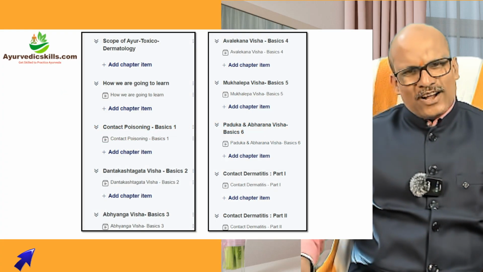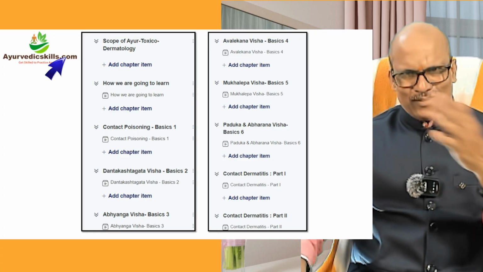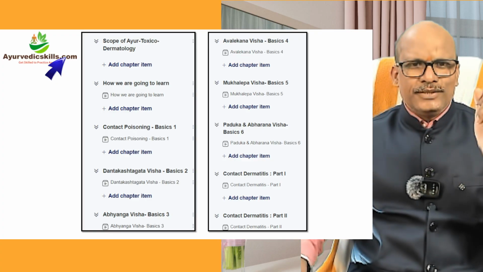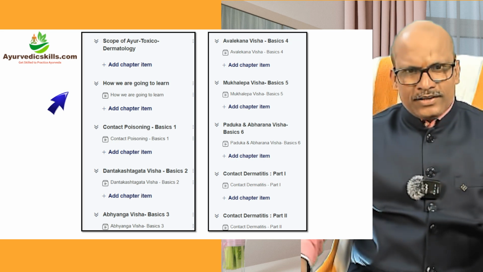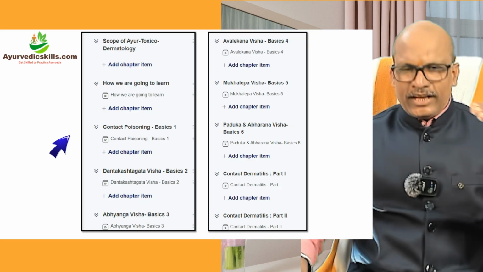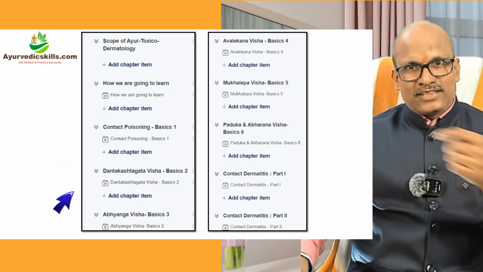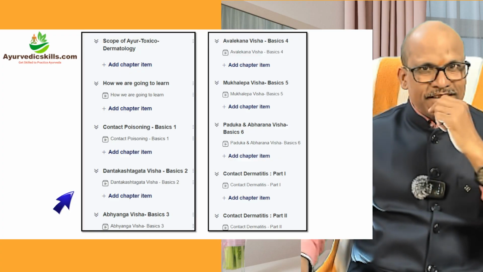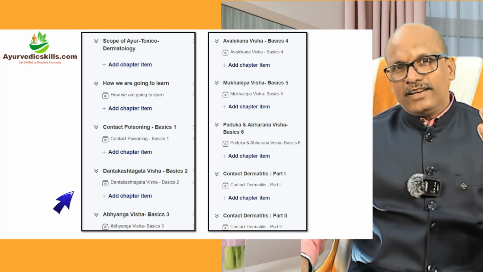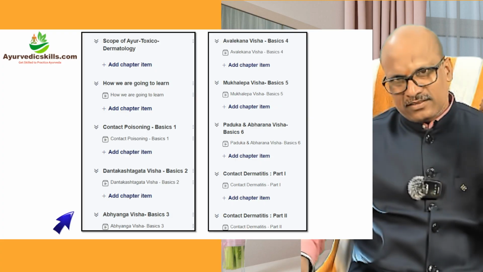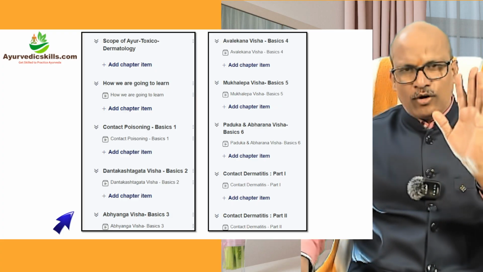In this, what is discussed? You will learn the scope of hydrotoxicodermatology, like the role of an Agada based approach in dermatology, we need to learn that. Then is the contact poisoning, classical things we'll be learning. Next comes Danta Kashtagata Visha, like allergy from toothbrush and paste. How we are going to use that in current dermatology. Abhyanga Visha, external applications, in that cosmetics, everything will come, oil and all.